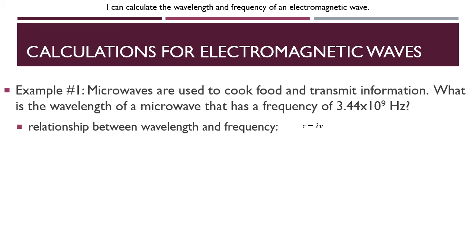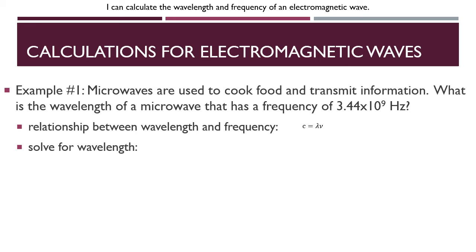Going from our last slide, remember that c equals lambda nu. Again, you won't need to memorize the equation. I will always give it to you, but you do need to know what all the symbols are. So we need to know that c is the speed of light, lambda is the wavelength, nu is the frequency. On this problem, we're asked to find the wavelength, so we need to solve it for the wavelength.